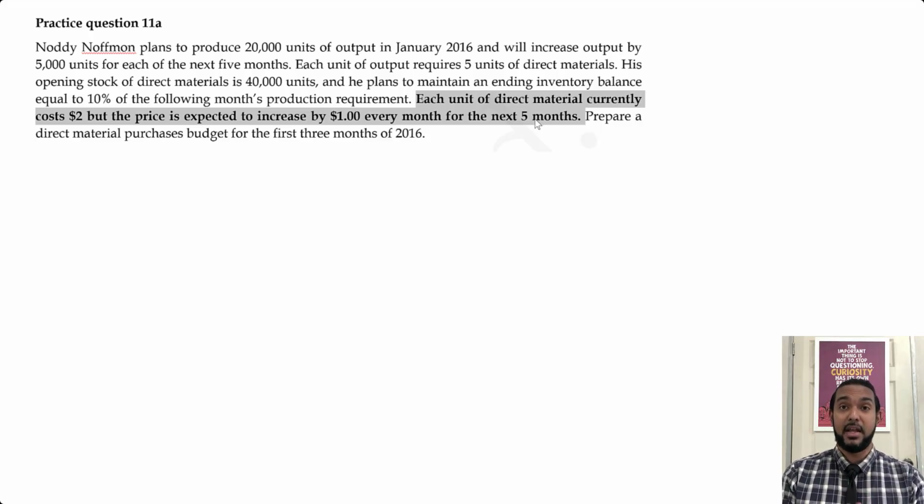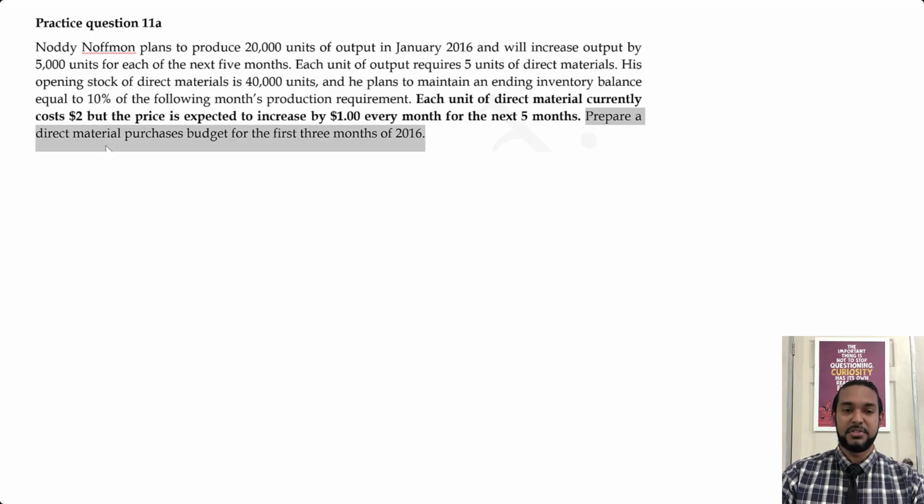Now, I'm just using $1 to keep things simple, but it could increase by 50 cents, it could increase by any amount. It might even decrease. That's highly unlikely, but you never know. But what it's training you to do is to keep multiple things in mind, because again, things don't always stay static. So they want a direct material purchases budget for the first 3 months of 2016.